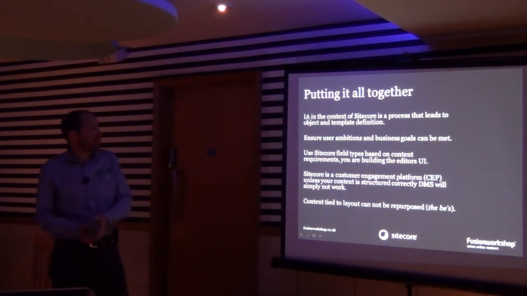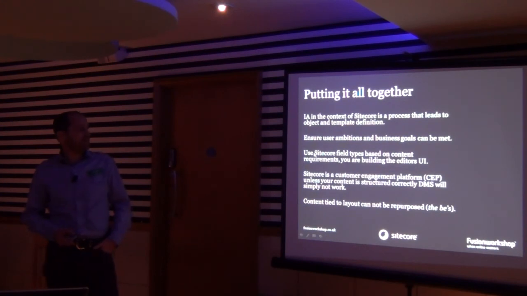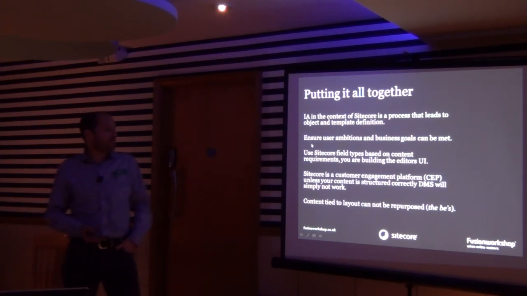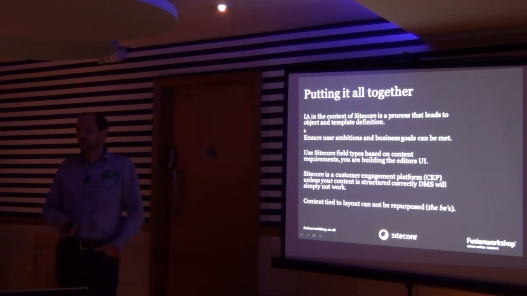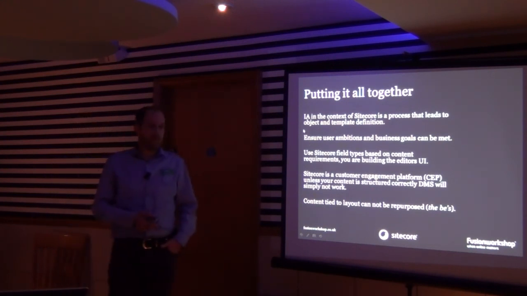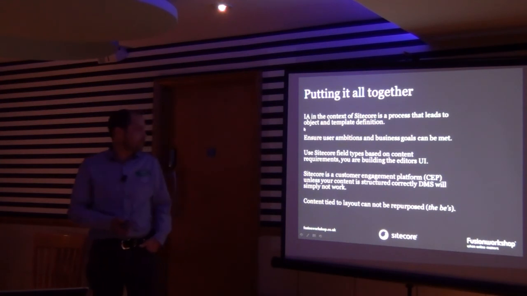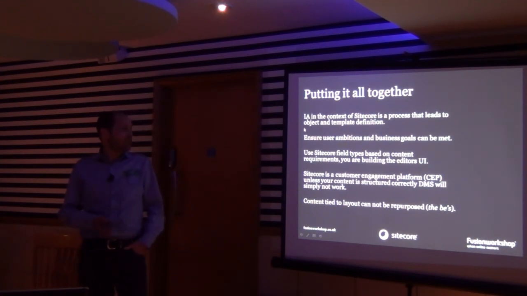So putting it all together, there are 5 points just to recap on them. Information architecture in context of Sitecore is a process that leads to object and template definition. We need to ensure the user ambitions and business goals can be met. We need to use Sitecore field types based on content requirements, and always remember you're building that editor's UI. And Sitecore is a customer engagement platform, so unless your content's structured correctly, the DMS just isn't going to work. And content tied to layout can't necessarily always be repurposed.